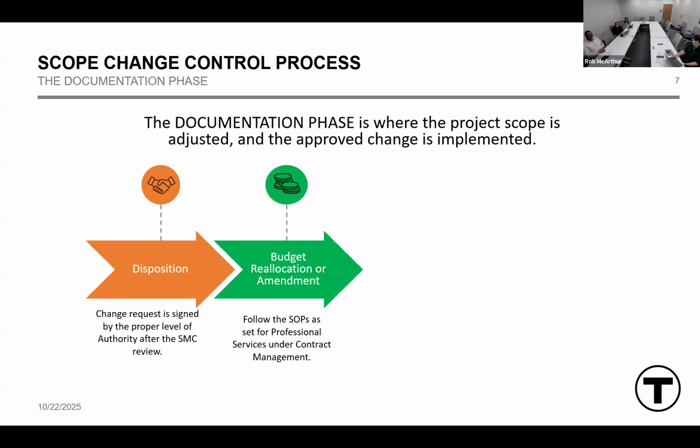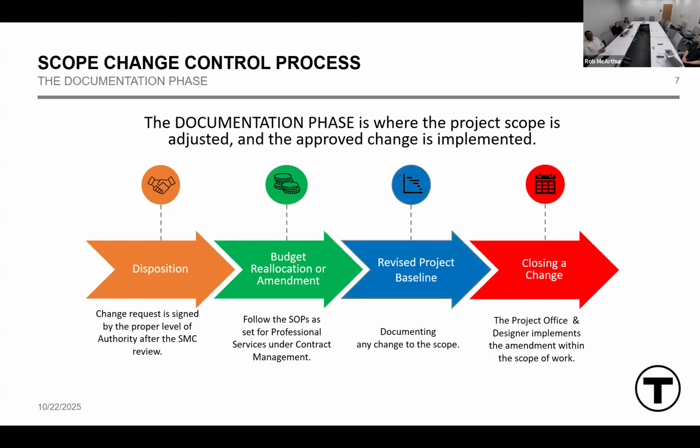So in the disposition step, this is the first part of the documentation phase. It's where the project scope is adjusted and the approval change is implemented. So in the disposition, the change request is signed by the proper level of authority after the scope management committee review. The budget reallocation or amendment is the next step. Follow the standard operating procedures as set for professional services under contract management. Then we've got the revised project baseline, documenting any change to the scope and closing a change. The project office and designer implements the amendment within the scope of work.